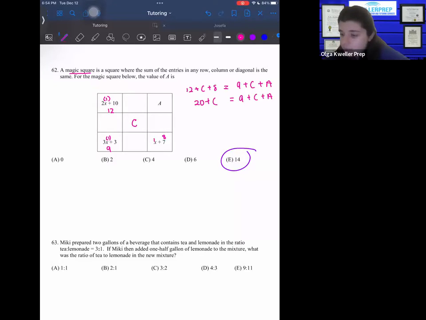Sorry, this should be 6. And then you end up with the same value, because when you subtract 6 from both sides, you get that a should be 14.